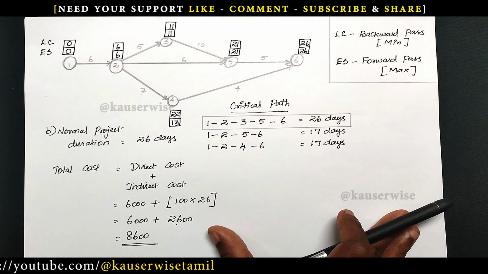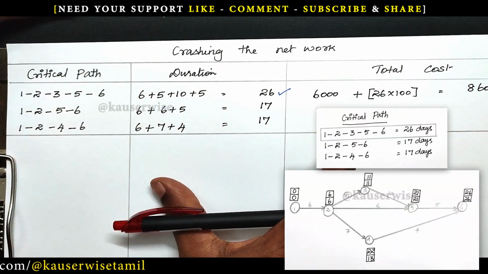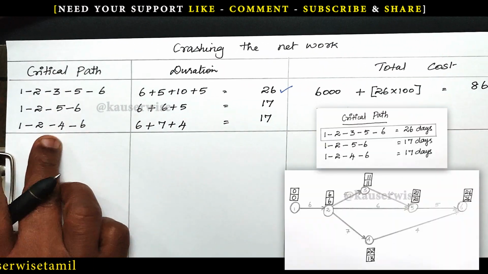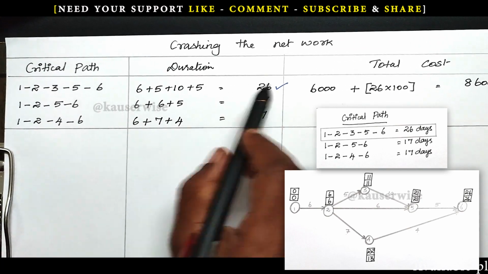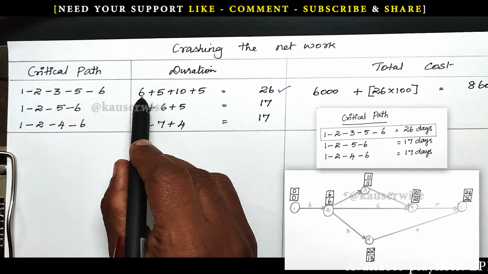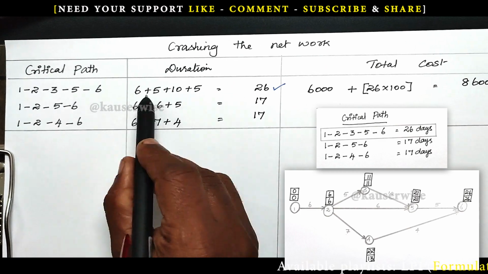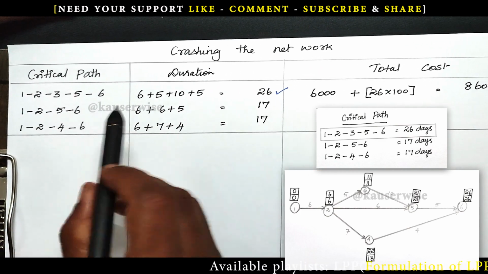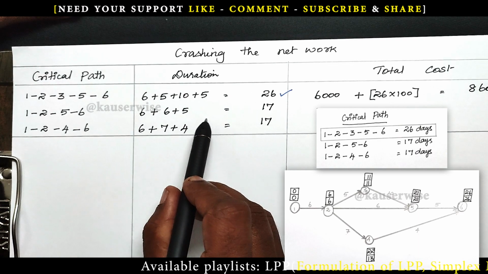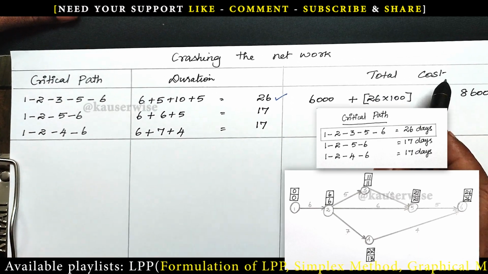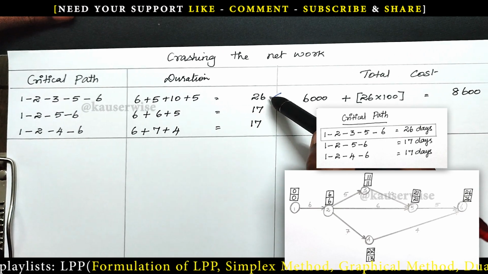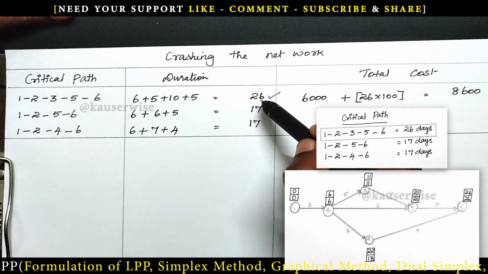See the crashing the network table. Here we have entered various paths including the critical path and duration. For the first critical path, 6 plus 5 plus 10 plus 5, total duration 26 days. In the same way, we have entered duration for each and every path, and the total cost. So which one is the critical path? Highest duration. The longest path is the critical path.